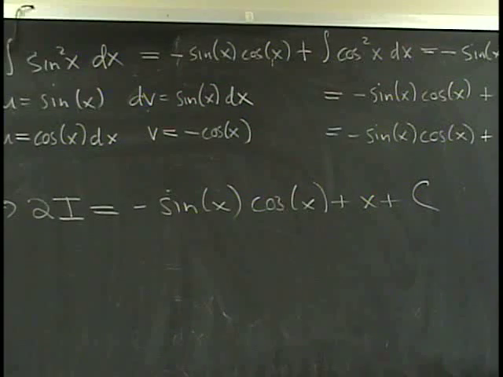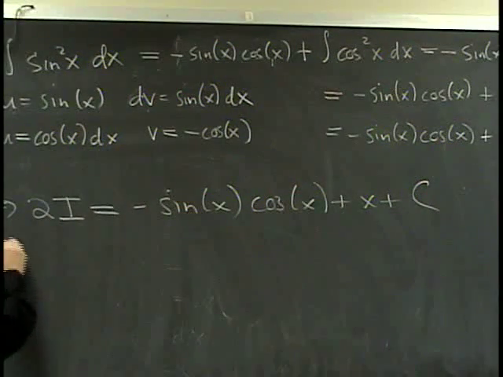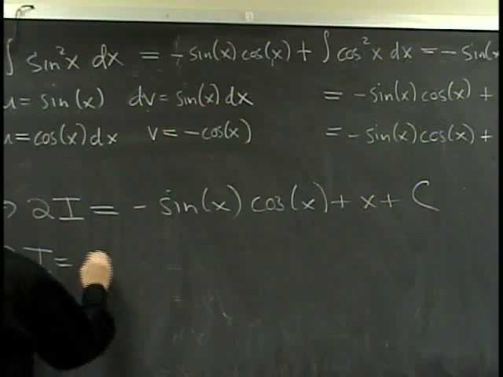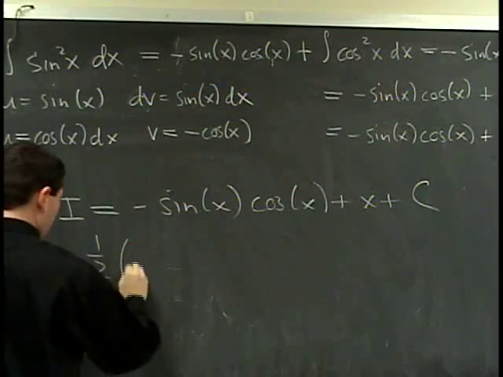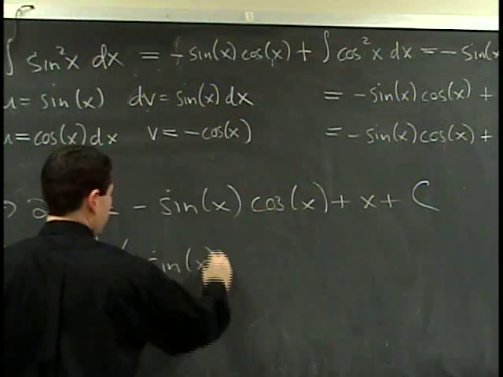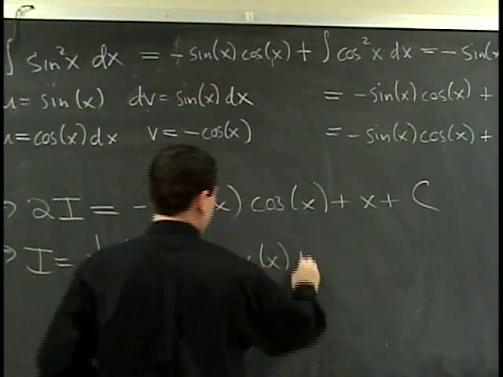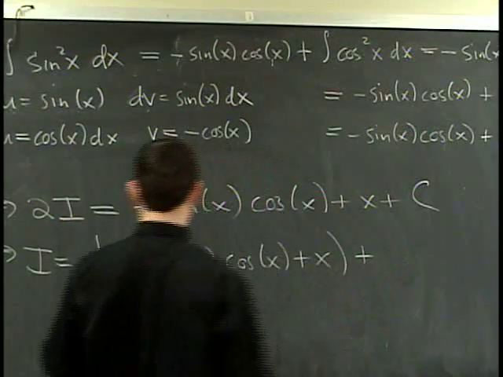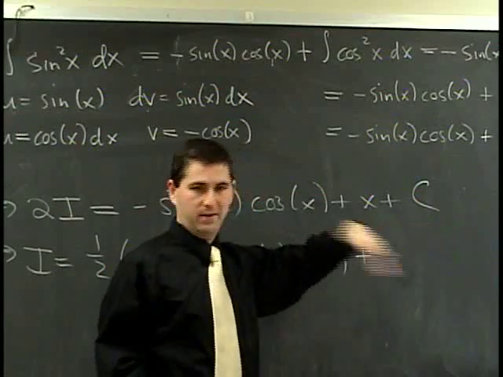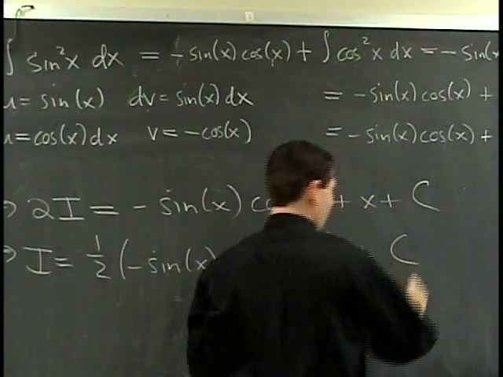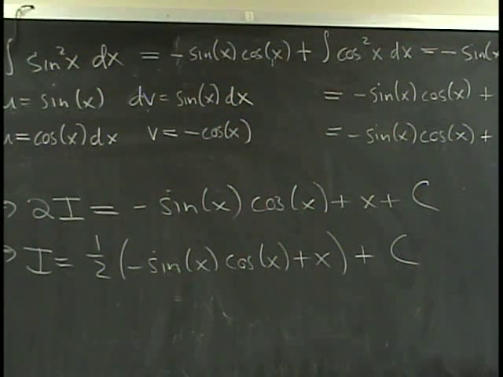But I don't want 2I, I want I. That's what I was looking for, so I divide by 2. And I get I equals a half of minus sine of x cosine of x plus x. All right, and then of course the half hits the plus c, but it's just a constant, so it stays plus c. Okay, what's next?